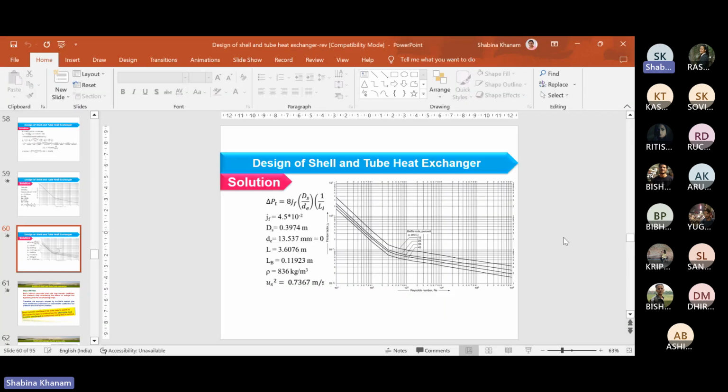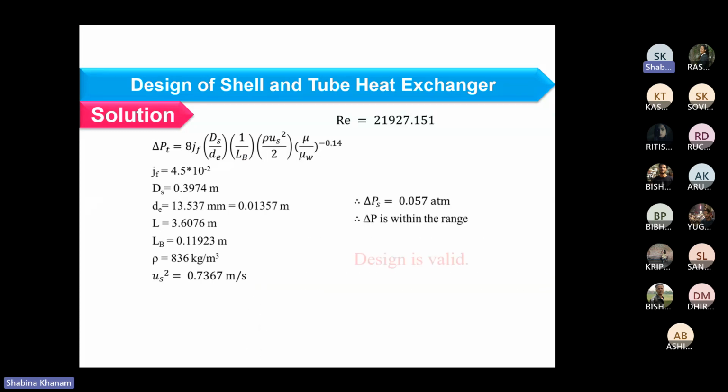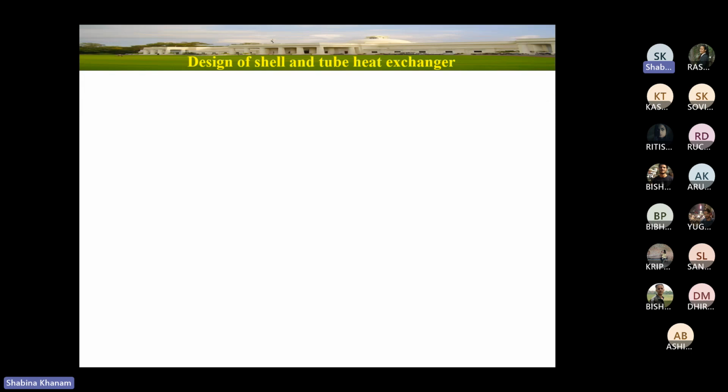So let's discuss further. We have around 10 minutes or so. In this way we can consider the valid design of shell and tube heat exchanger using Kern's method. The next method we have for design of shell and tube heat exchanger is Bell's method.